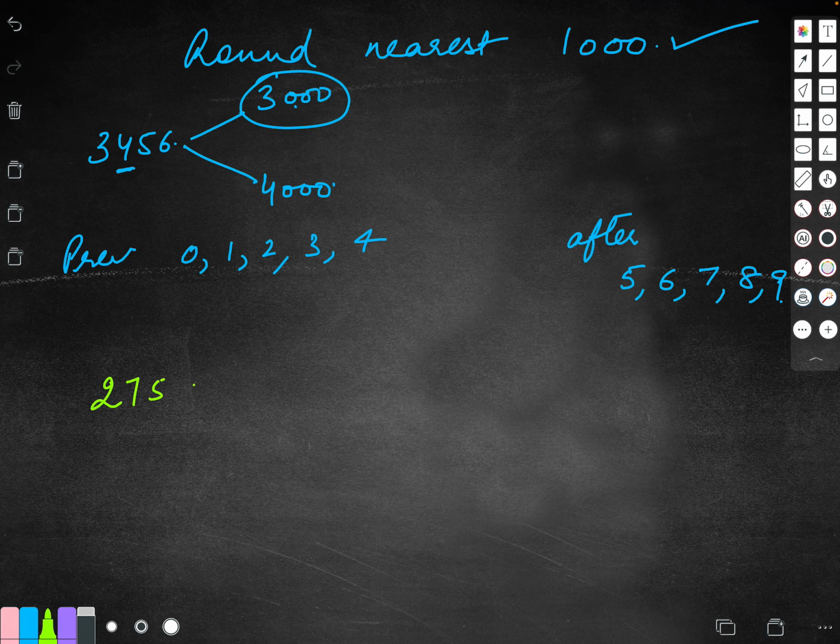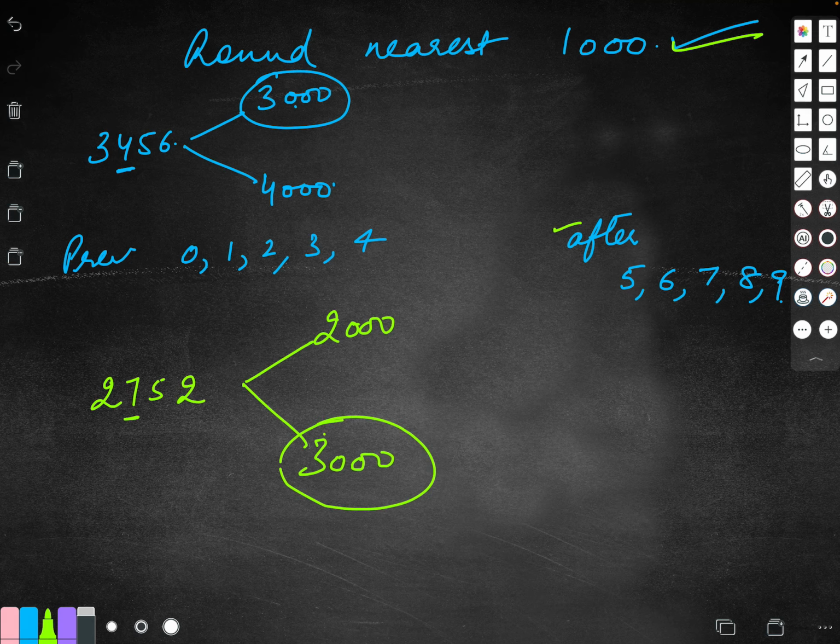Let's take another example. 1000 place rounding. Check the hundreds place. Previous or after. 2000 or 3000. It is the after box. ये rounding हो. Now let's quickly come to our exercise.